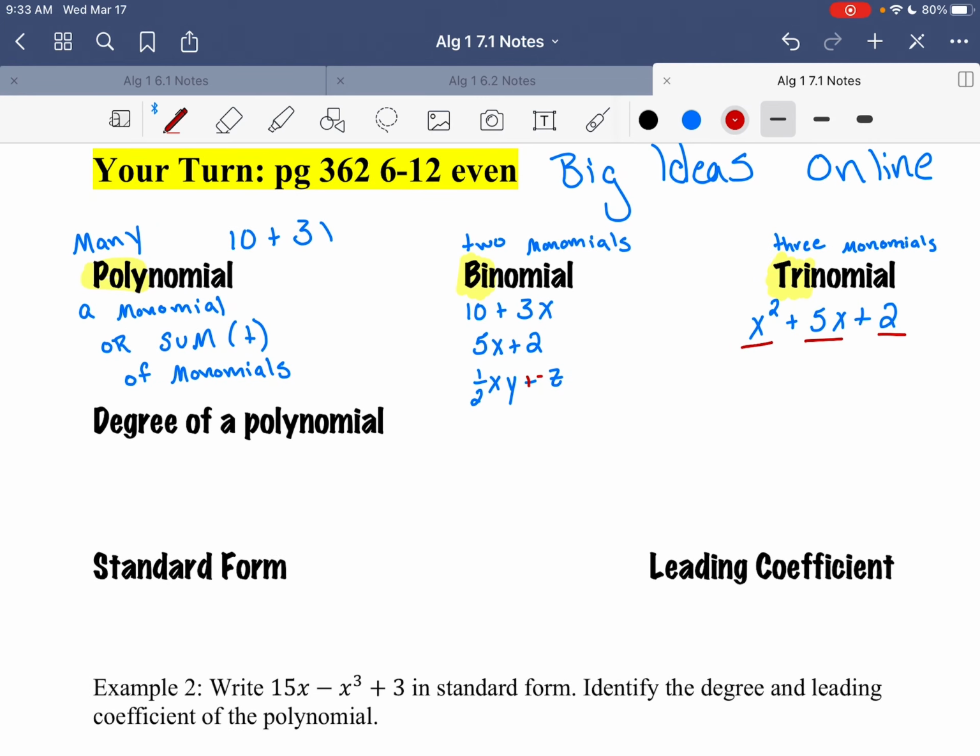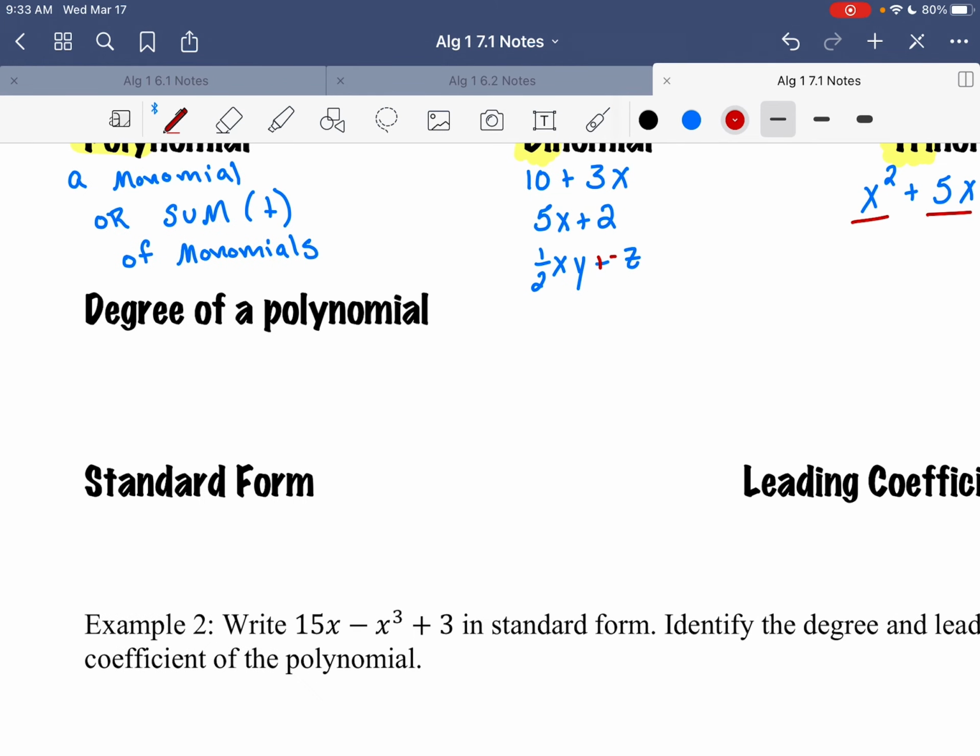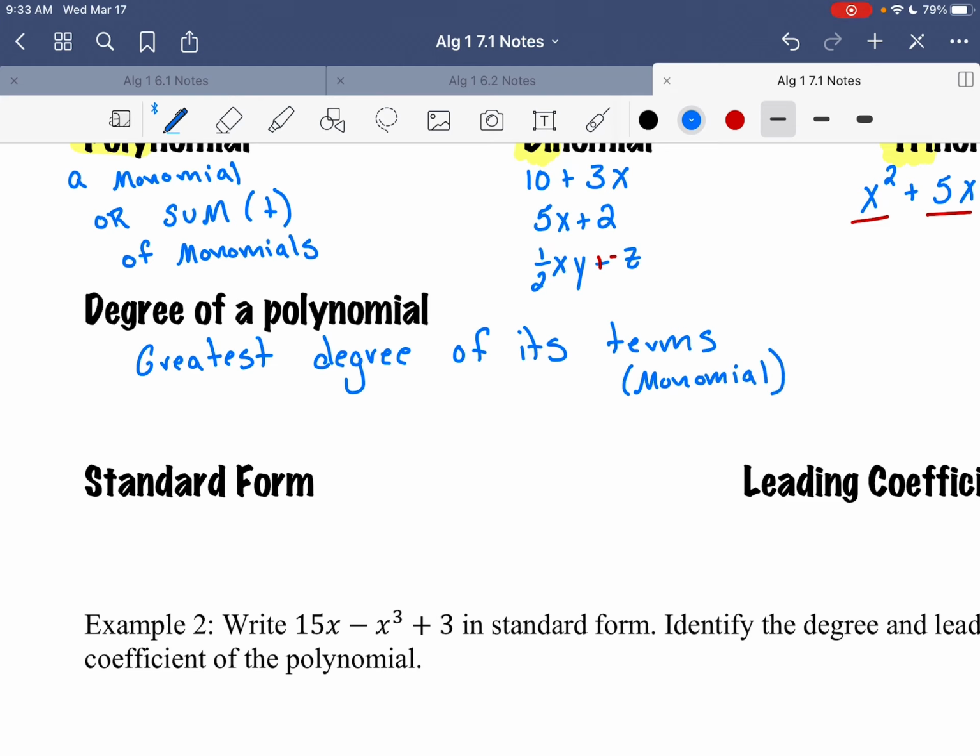Now to determine the degree of the polynomial, we look at the degree of the monomials, and it's the greatest degree of its terms. Again, terms is just another word for monomial. Monomial can be a mouthful sometimes, so we tend to use the word terms a lot, but it is the greatest degree of its terms.